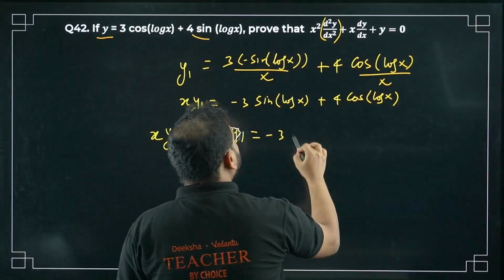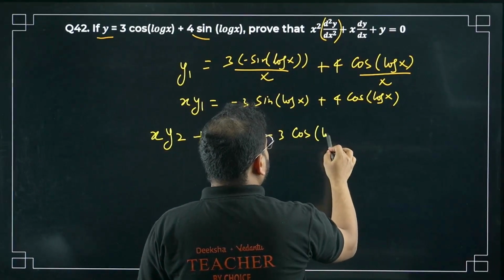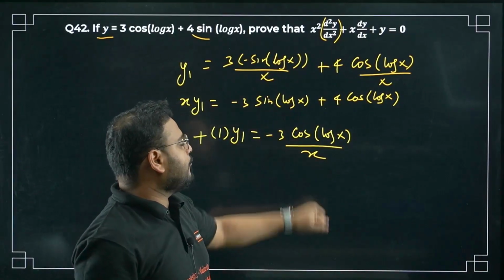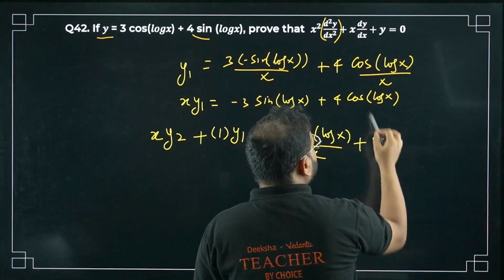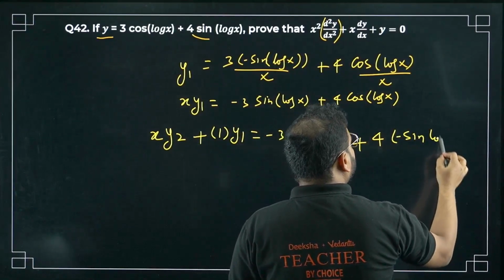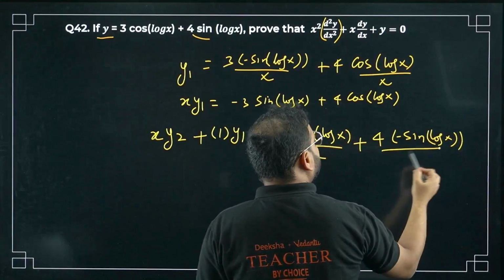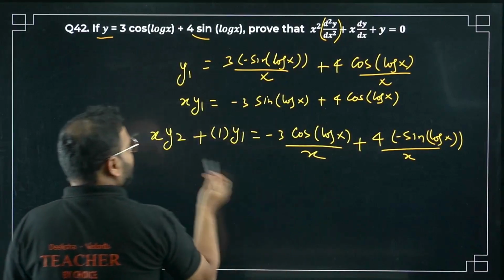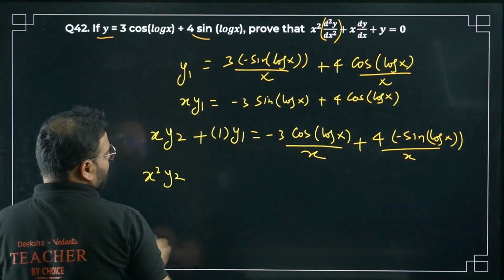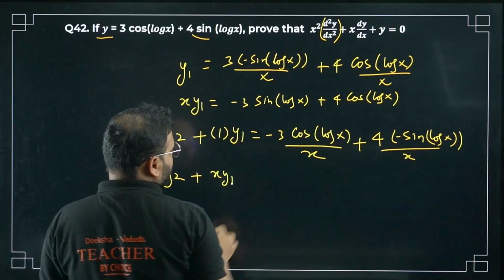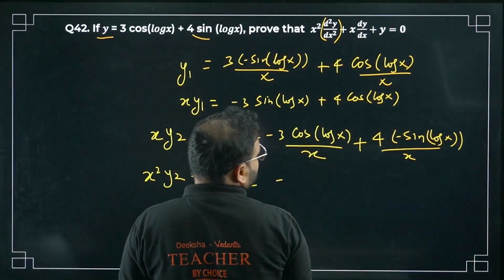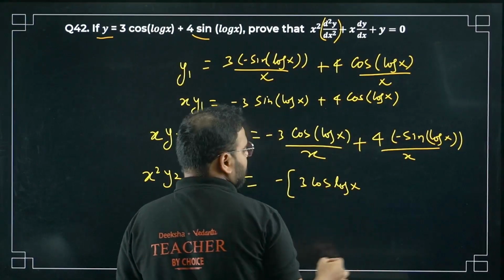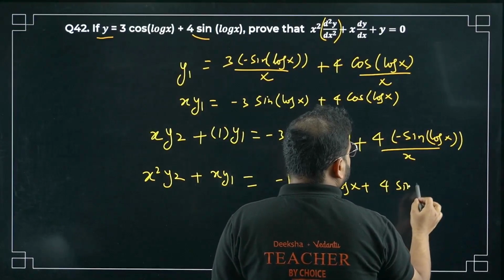The derivative of sine is nothing but cos log x, again now chain rule, cos from the sine derivative and log will become 1 by x. Over here again you'll have plus 4, cos will make minus sine log x, and now chain rule for log gives 1 by x. Take x common again and put it on this side. It will become x square y2 plus x y1. Okay, what I have over here is minus, I can take the minus sign common, right? It will become 3 cos log x plus 4 sin log x.